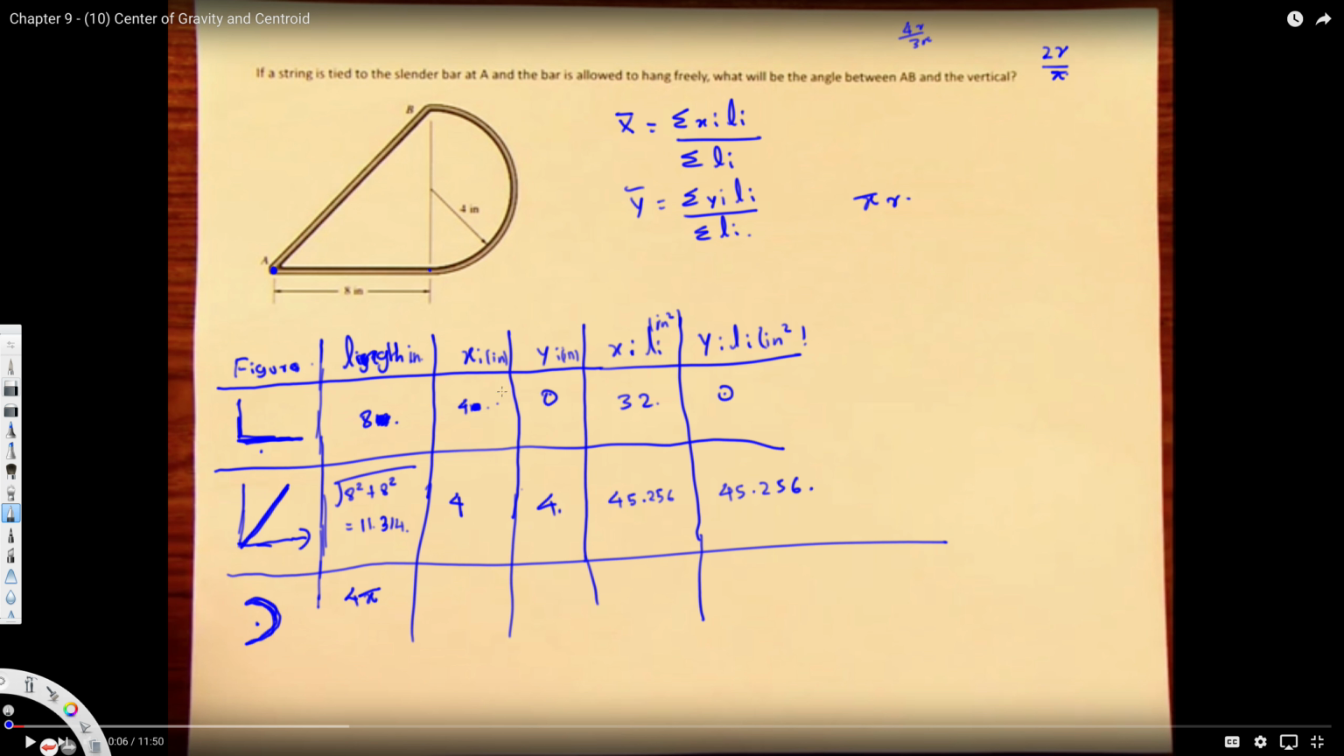So 2r means 2 times 4 divided by pi, but that's for the centroid from here to here, and we know there's 8 inch before that, so we have to add that too. So if I add that, 8 plus 2 times 4 divided by pi, let's see what happens. So 2 times 4 divided by pi will give us 10.546.